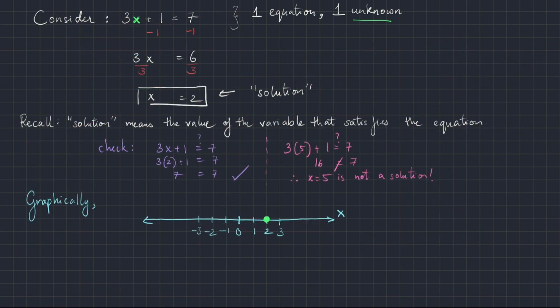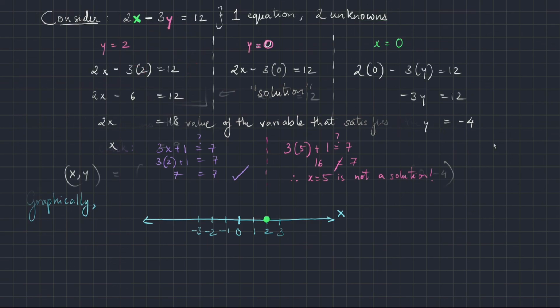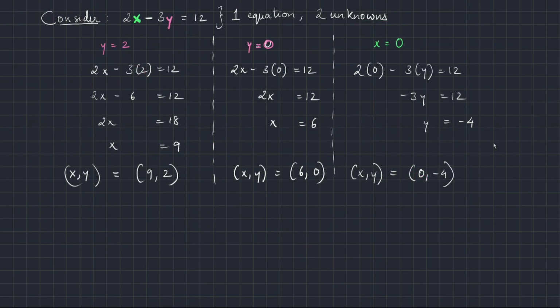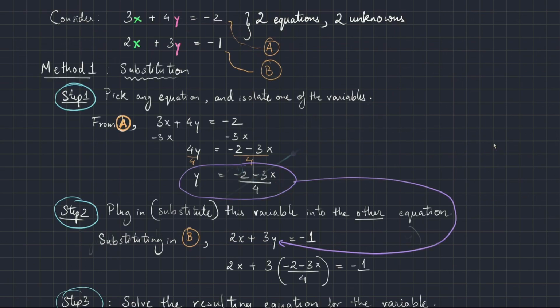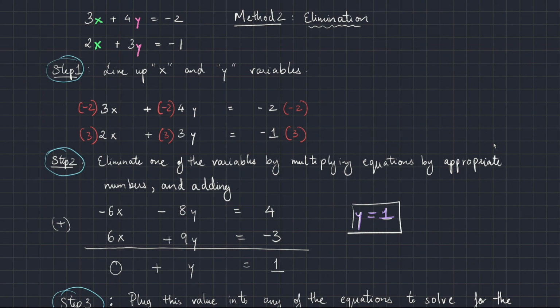To summarize, we first looked at the case where you have one equation and one unknown. This is just a simple linear equation, and the solution can be represented graphically on a number line. Next, we considered one equation and two unknowns, in which case we had an infinite number of solutions in the form x, y. Now we're getting to the main portion of the video, which is about substitution and elimination. These are the two methods that we use to solve a linear system of two equations and two unknowns. Method 1, substitution. Method 2, elimination.